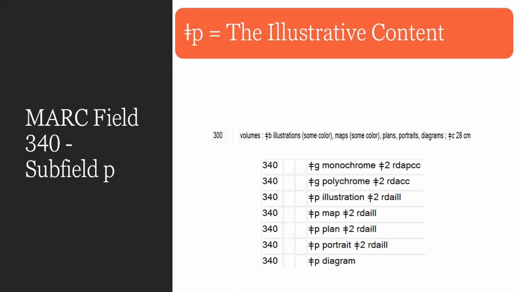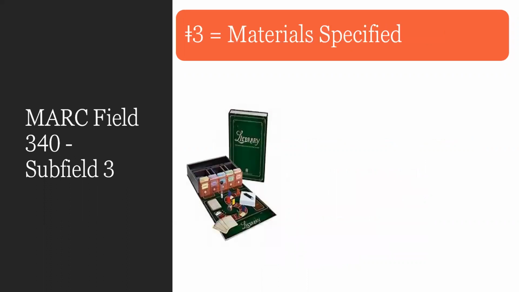And that brings us to material specified, which is subfield 3. And here's where you specify the materials contained. This is where you can get even more granular with some of the descriptions that you're using. It's especially useful when you have something like kits where musical items are included.